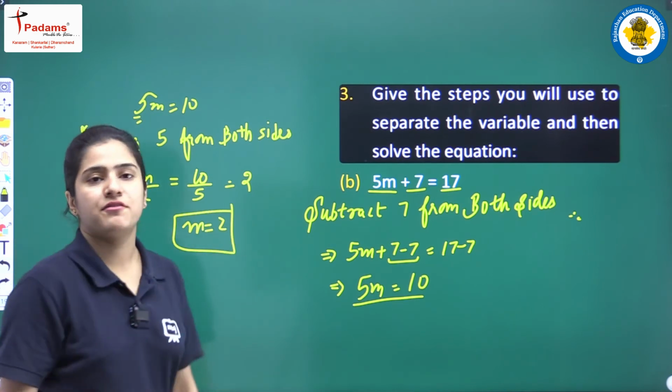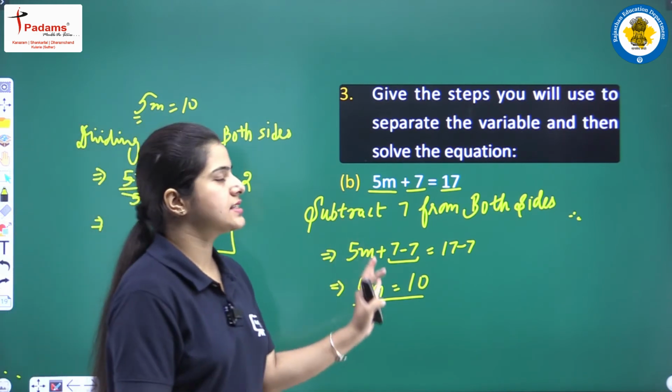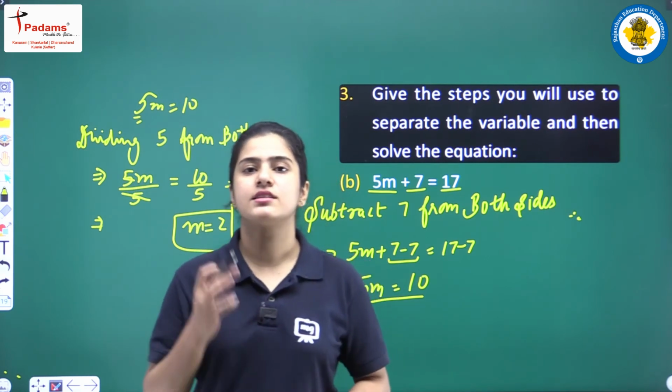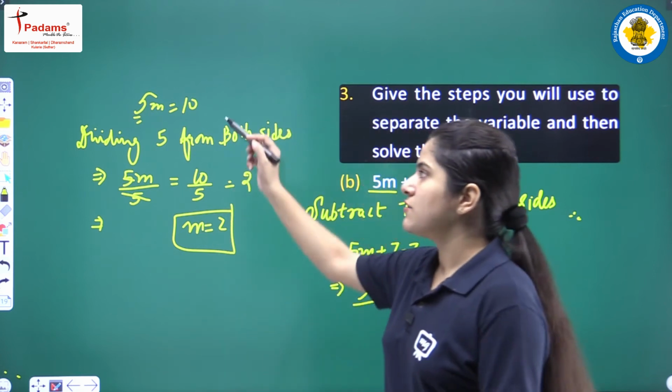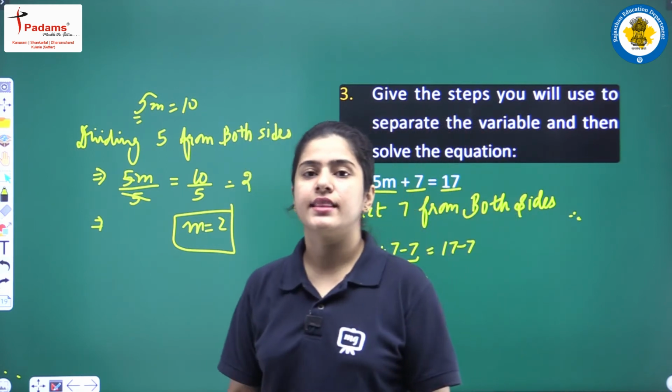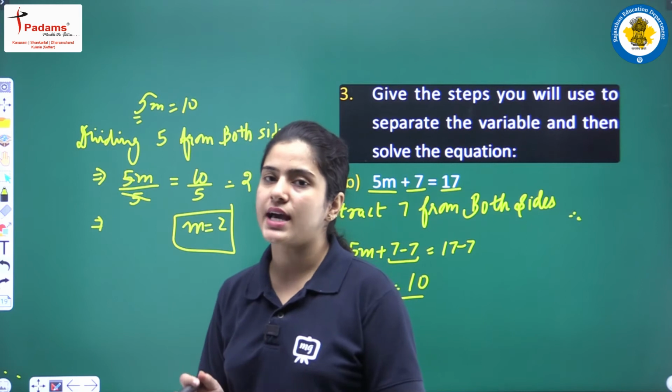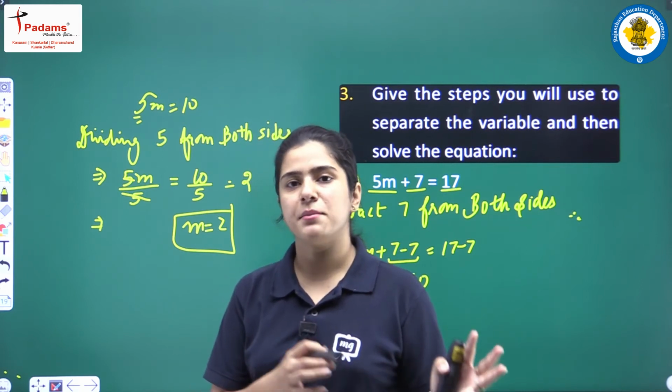Okay students, very clear and very easy. In this question, firstly we eliminated 7 by subtracting 7 from both the sides. Then we got 5m is equal to 10. Then we divided by 5 on both the sides. Then we got m is equal to 2.